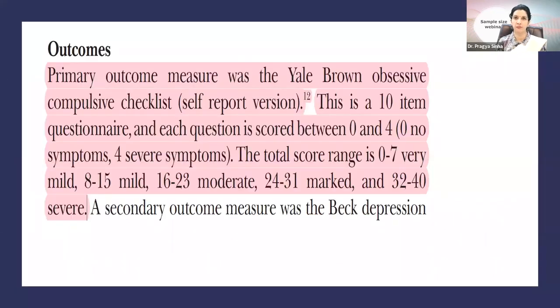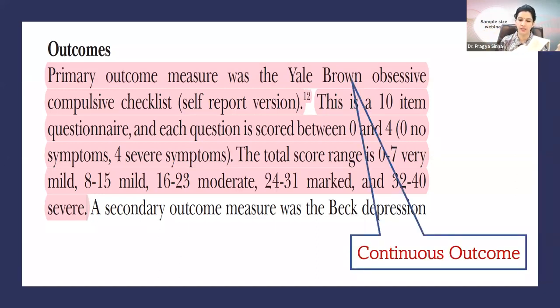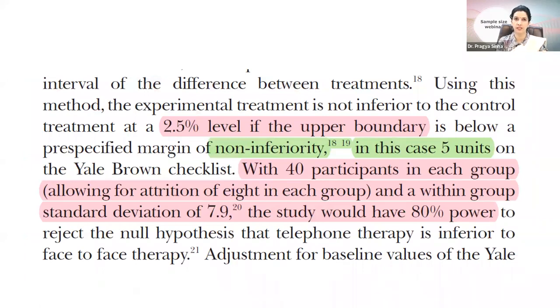The primary outcome measure was the Yale-Brown Obsessive Compulsive Checklist. It is a self-reported, 10-item questionnaire. Each question is scored between 0 and 4, where 0 is no symptoms and 4 is a severe symptom. The total score is classified as very mild, mild, moderate, marked, and severe. So this was the outcome, and it was again a continuous outcome. Using this method, the experimental treatment is not inferior to the control treatment. Again, they have kept a 2.5% alpha level and a pre-specified margin of non-inferiority.